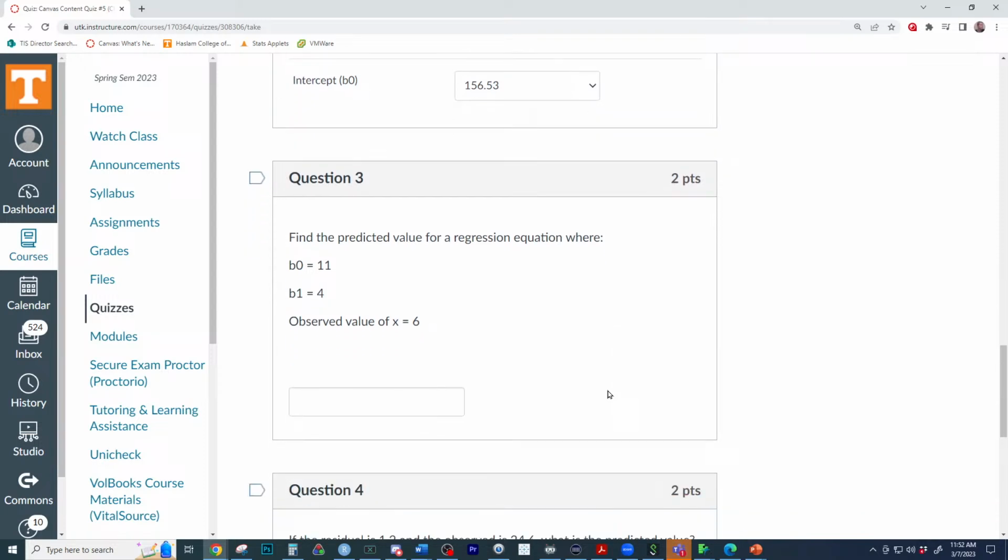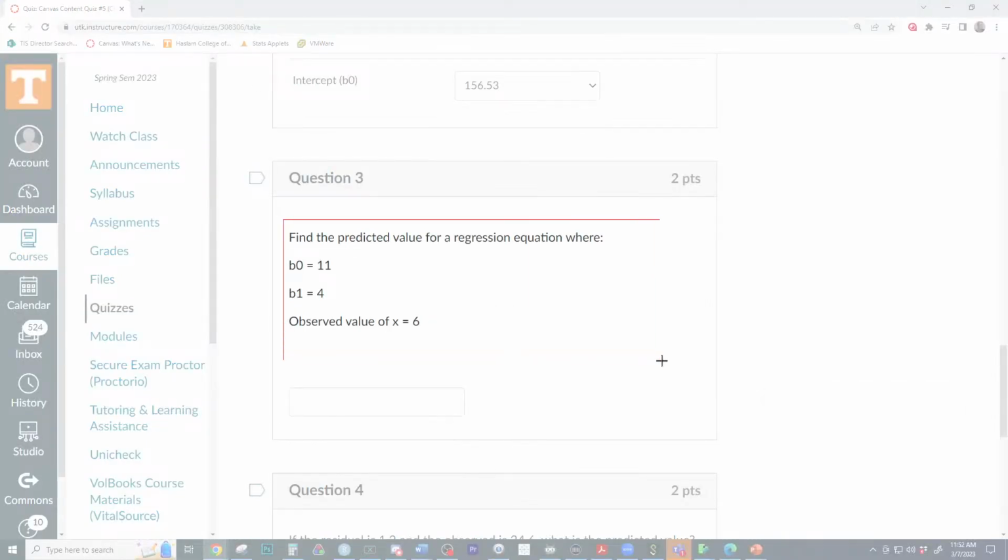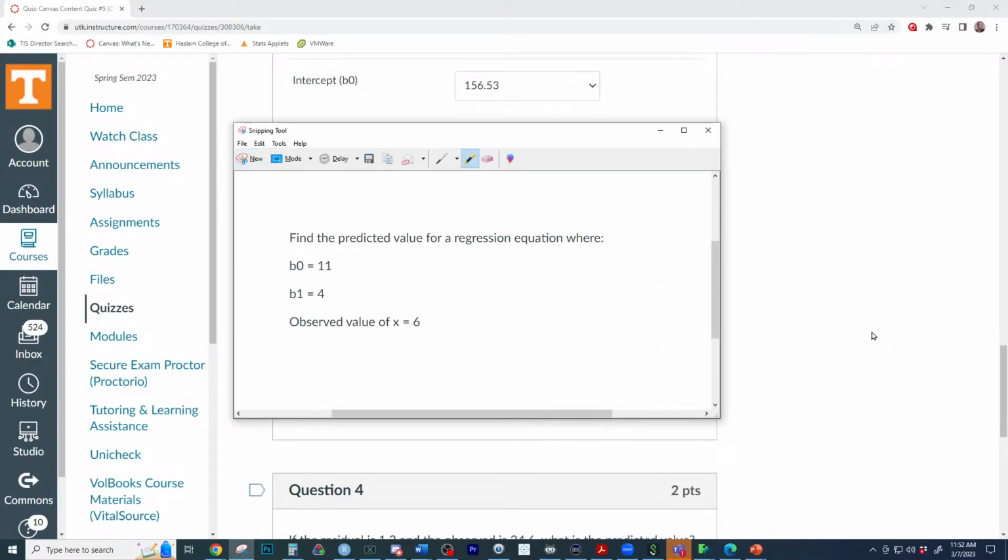Find the predicted value. So what we would do right here is write the regression equation. The regression equation is y hat equals b0 plus b1x. So when we make a prediction for y right here, we have b0, which is the intercept.